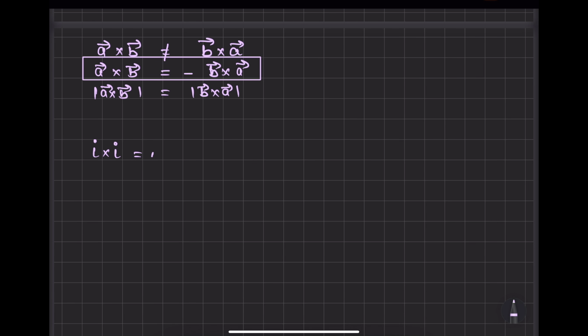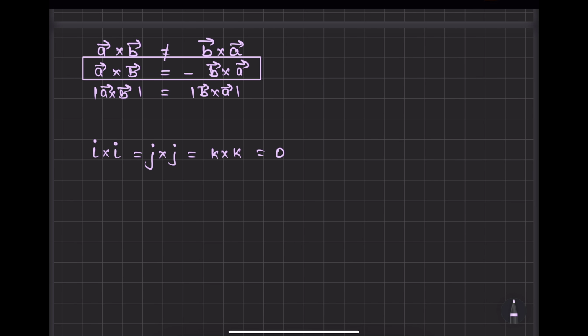Or J cross J, or K cross K. Then what will happen? You know that you can consider the first I vector as vector A and the second I vector as vector B. So magnitude A, magnitude B, and then sin 0, and sin 0 is 0. So it will make everything else 0. So I cross J, I cross I, J cross J, K cross K equals 0.